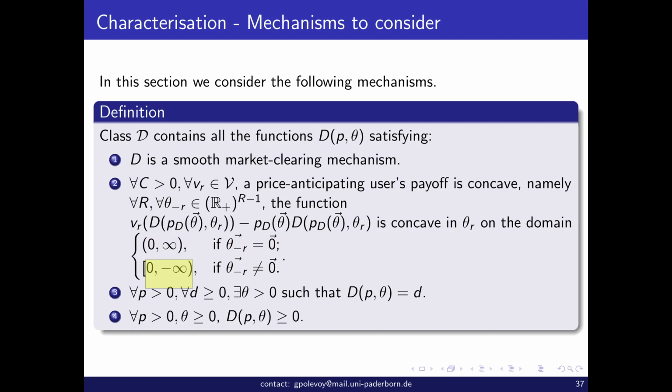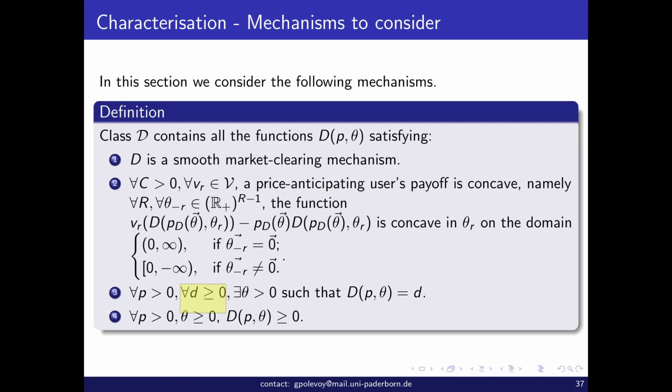Then for any positive price and for any non-negative demand, there exists some bid such that the demand under this price will be exactly equal to that demand. Kind of an onto requirement. Another requirement is that for any positive price and non-negative bid, the demand is non-negative. Natural.